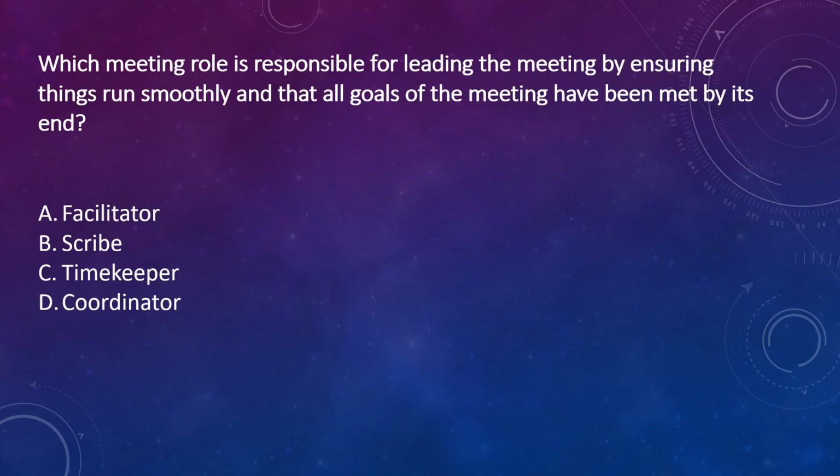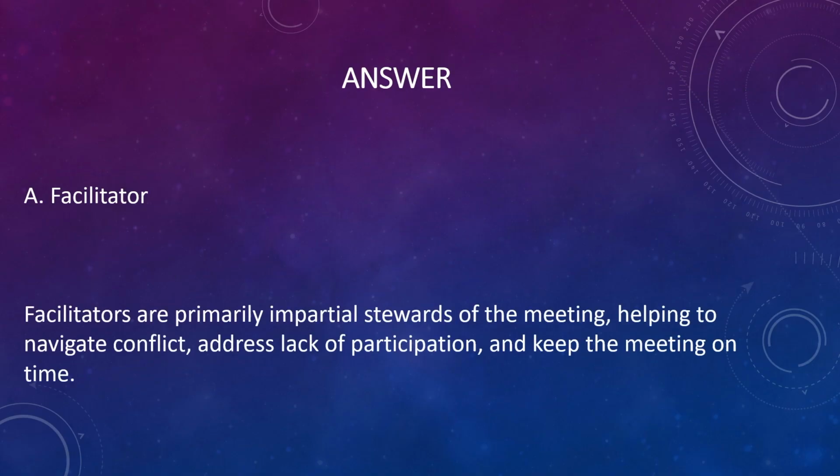Which meeting role is responsible for leading the meeting by ensuring things run smoothly and that all goals of the meeting have been met by its end? A, facilitator. B, scribe. C, timekeeper. D, coordinator. The answer is A, facilitator. Facilitators are primarily impartial stewards of the meeting, helping to navigate conflict, address lack of participation, and keep the meeting on time.